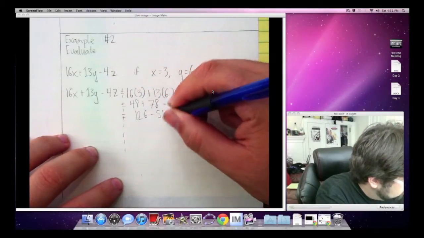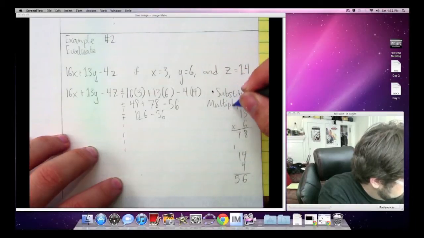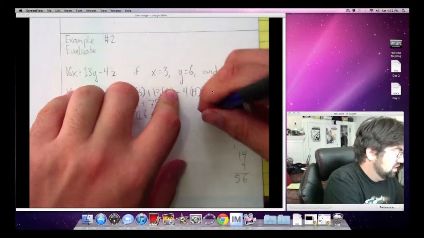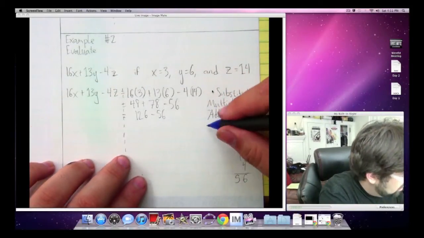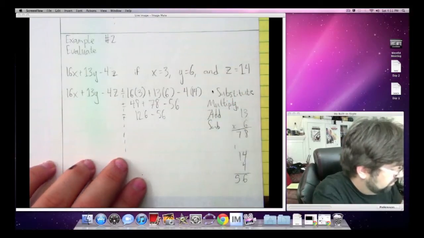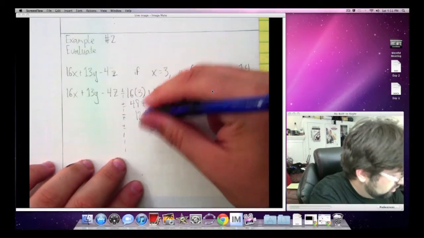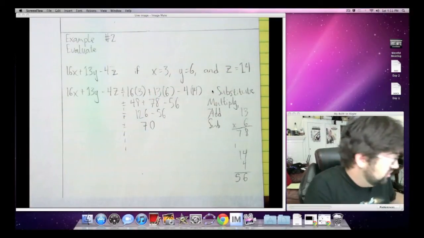Minus 56, so what we did, also we multiplied. We just subtracted, or no, we added. Take that back. And now we're going to subtract. And that should be equal to, 6's cancel out, so we get a 0. 12 minus 5 is 7. So this simplifies all the way down to 70.